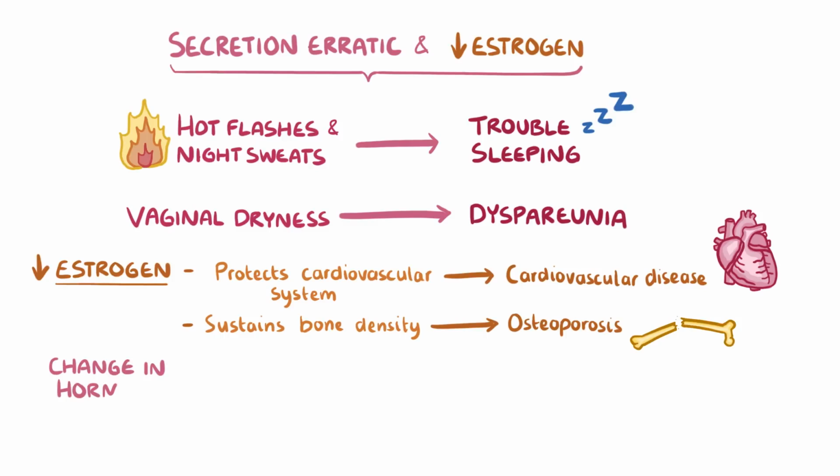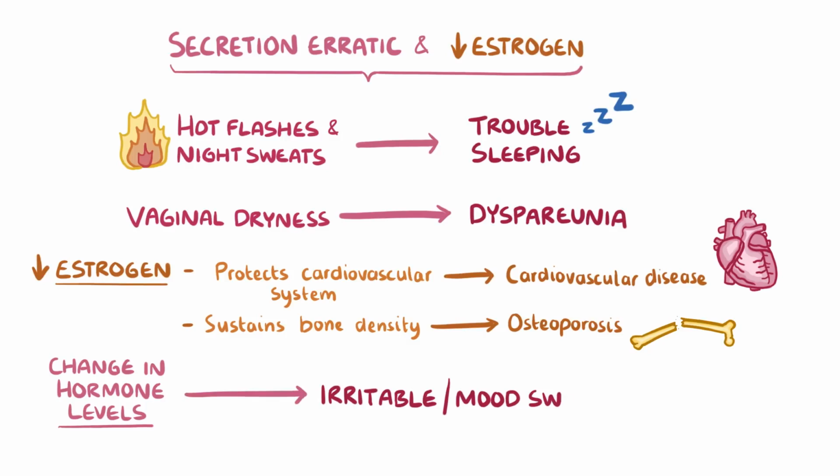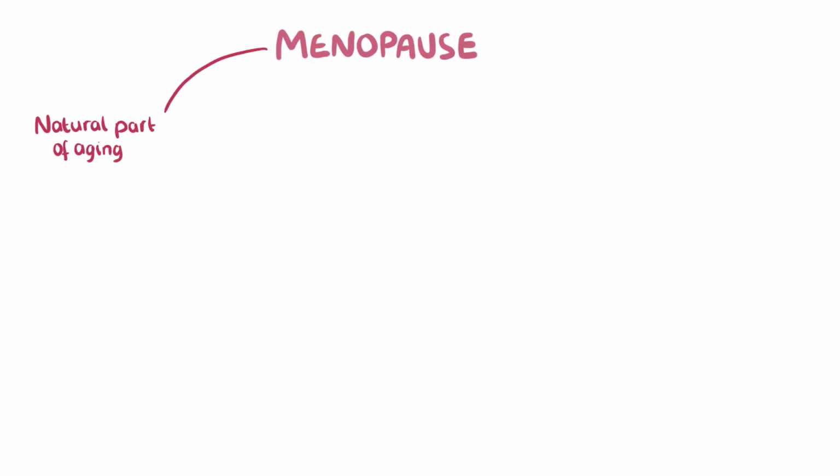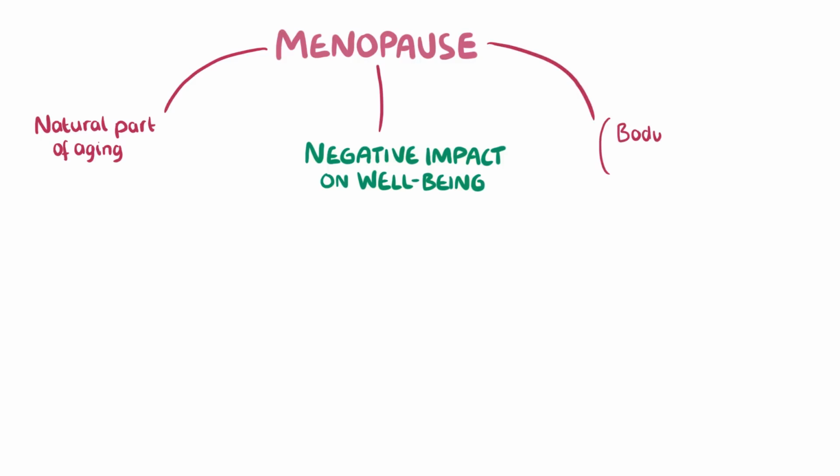Now, changes in hormone levels can also impact mood, so women going through menopause may experience irritability or mood swings. So, even though transitioning into menopause is a natural step in the ageing of the female reproductive system, these symptoms can really have quite a negative impact on overall well-being. The good news, though, is that the body can adjust to the hormone changes, so they actually go away after a couple of years on their own.